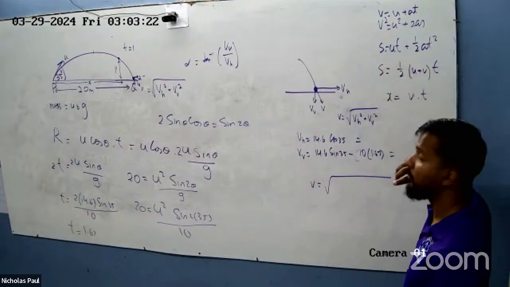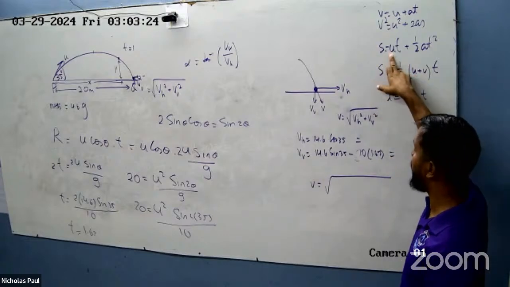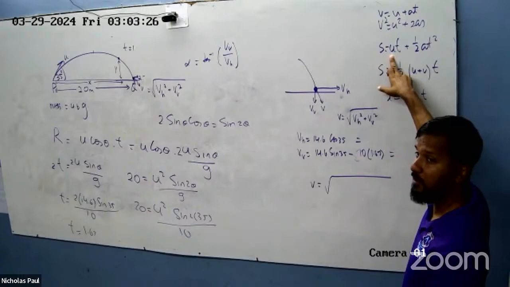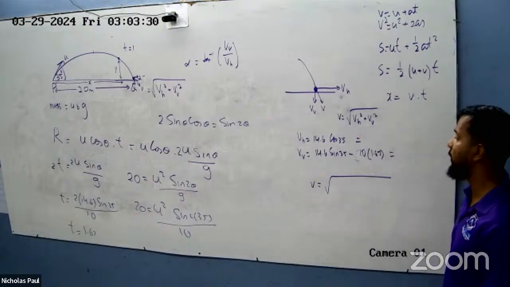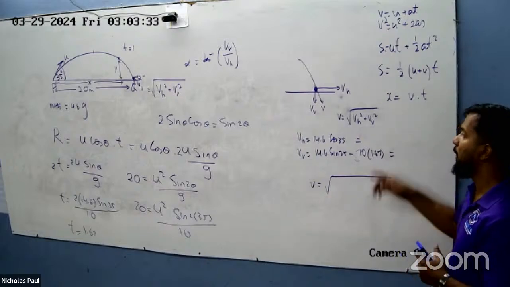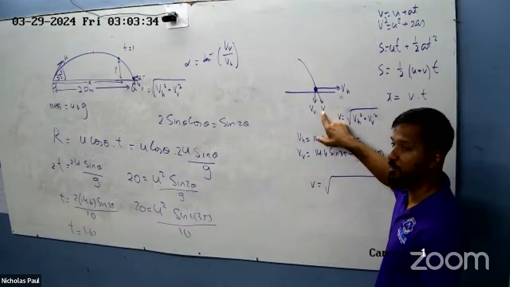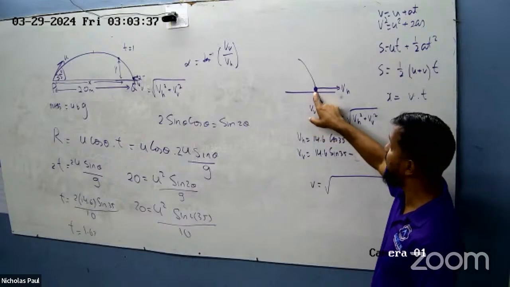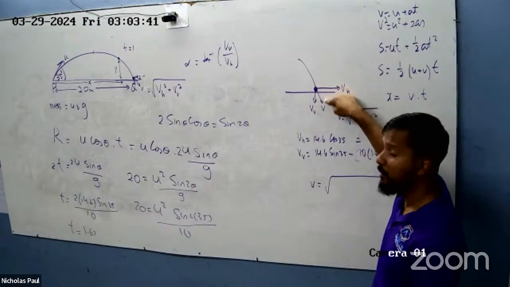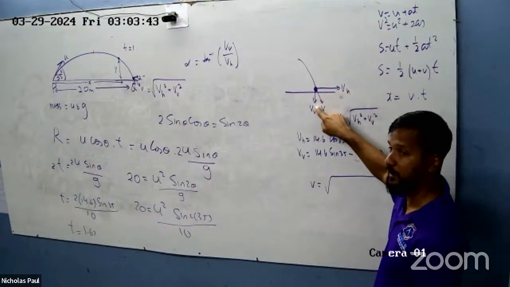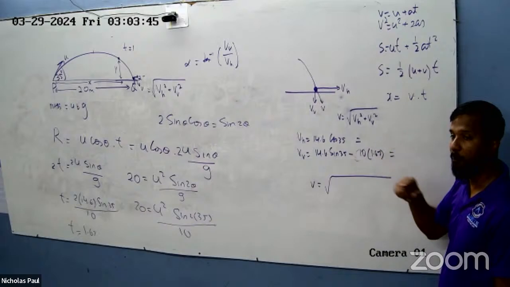17.3. And use u as 14.6 sine 35, the component. Now, what they want is this velocity here. Watch. When the ball hits the ground, it will be traveling at this velocity. They want that v. So you need to find the horizontal, vertical, and find the component.